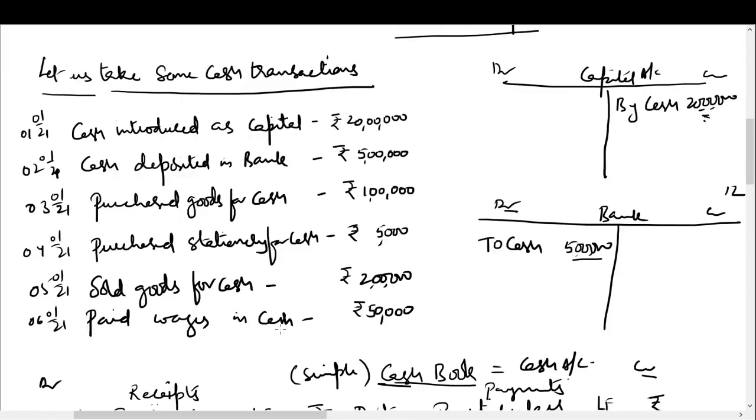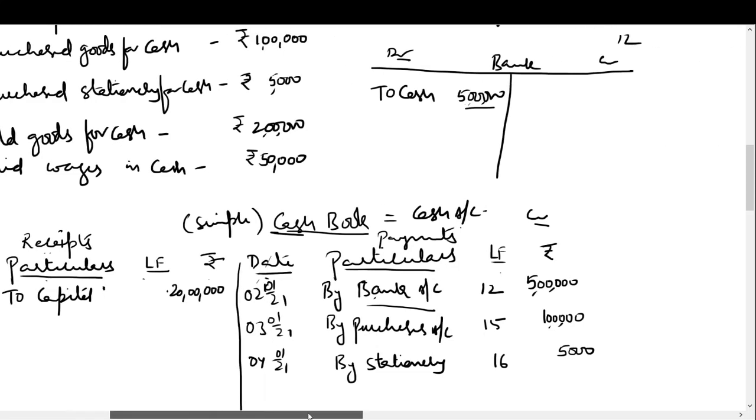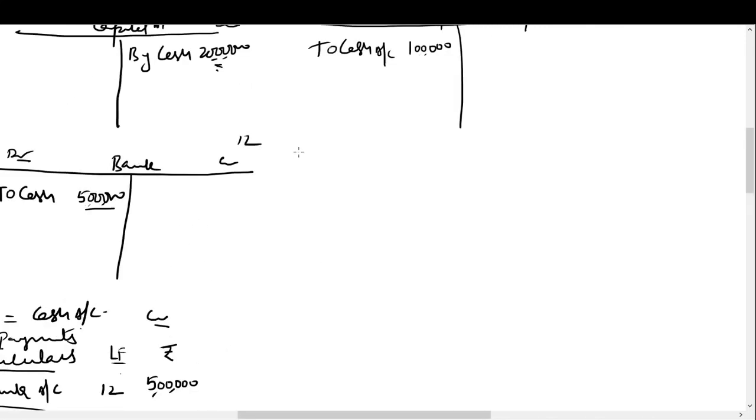Next, purchased stationery for cash 5,000. Again, this is a payment of cash. Hence, I'm going to record it on the payment side of the cash book. 4th January 21, by stationery. Let us assume it is in page number 16. Rupees 5,000. So now what should I do? I should go to the stationery account in the ledger.